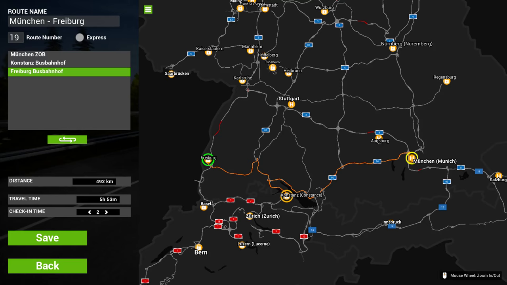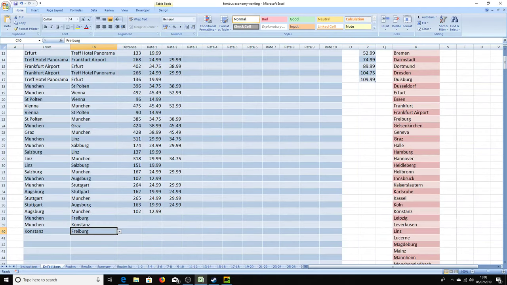That should be fine. So it's 492 kilometres for the whole route. We did one of a similar length. It was about this sort of thing, so it's 45, 49, 52, 99. Those are the rates we used before, we'll use them again.